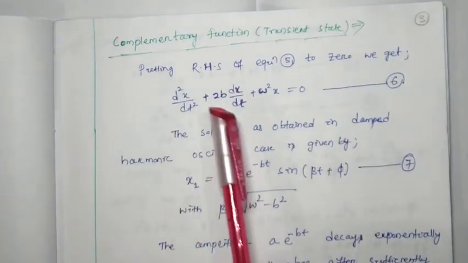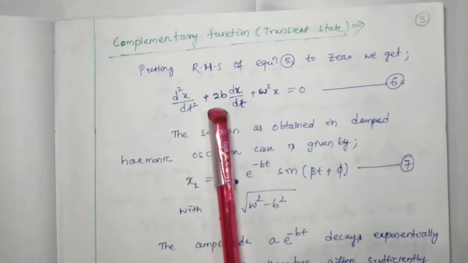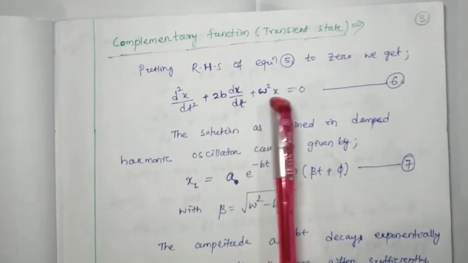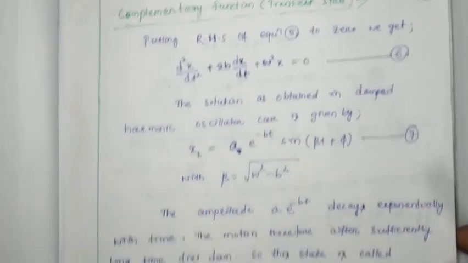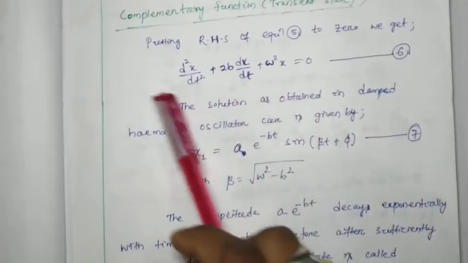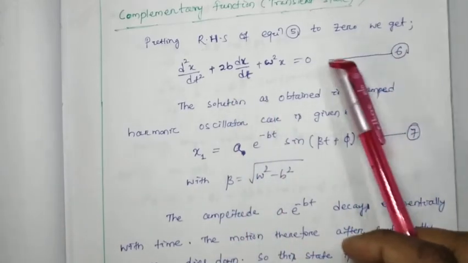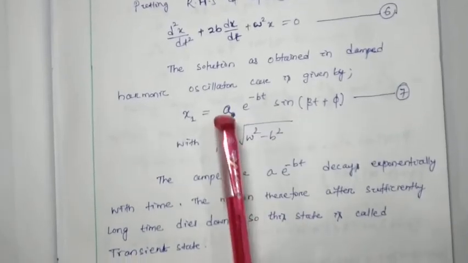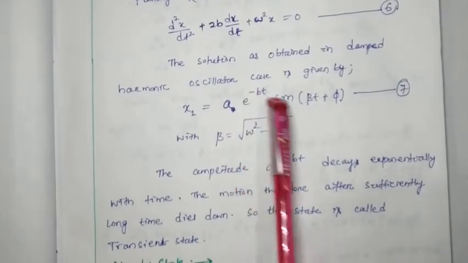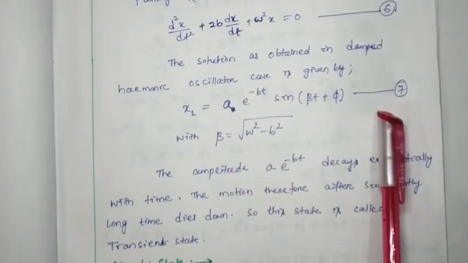So d square x by dt square plus 2b dx by dt plus omega square x equal to 0. Let it be equation number 6. The solution as obtained in the damped harmonic oscillator case, because we already solved it in our previous topic and there is no need to solve it in detail, I can directly write: x1 equal to a e to the minus bt sin (beta t plus phi). Let it be equation number 7.